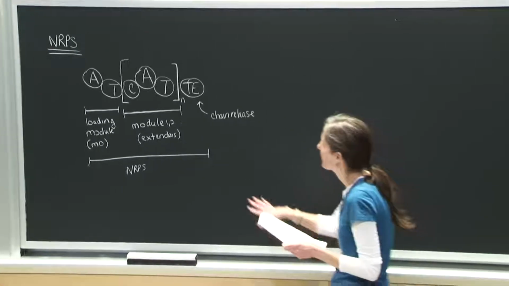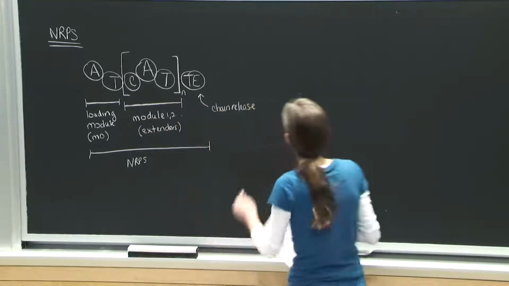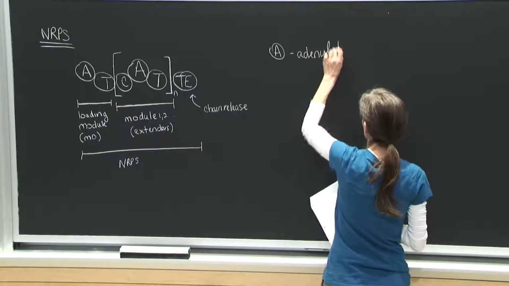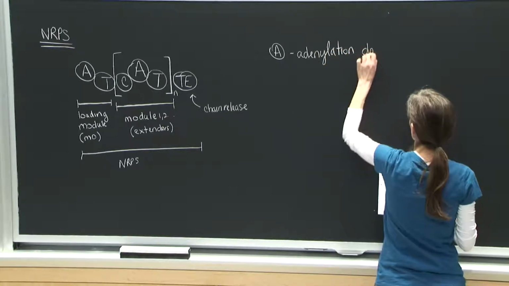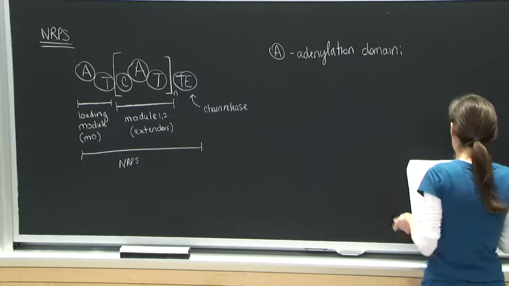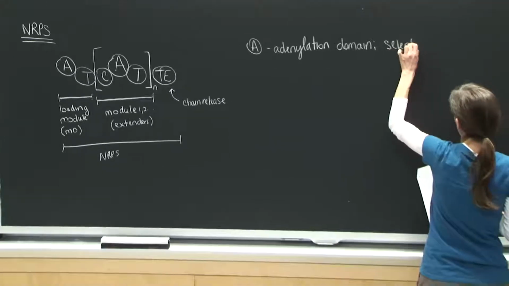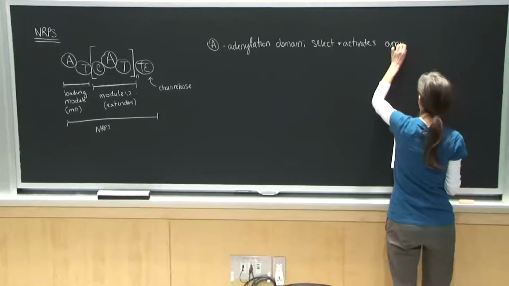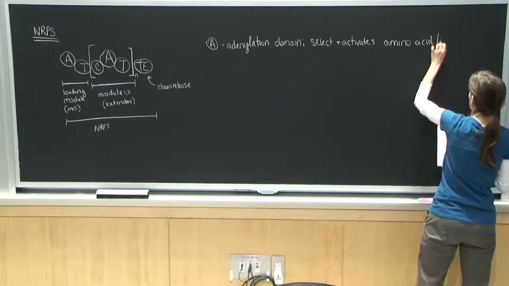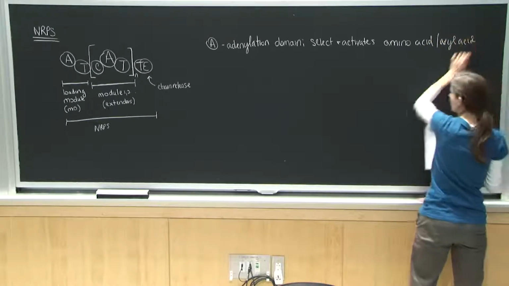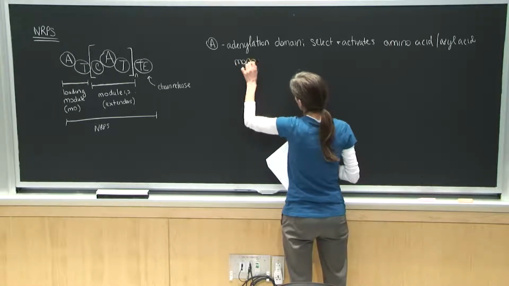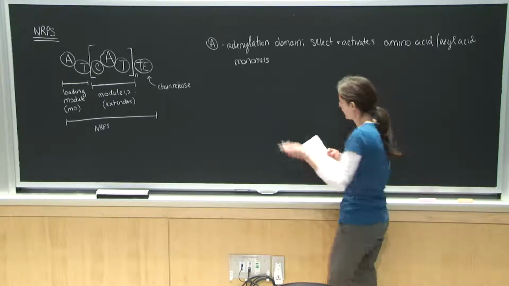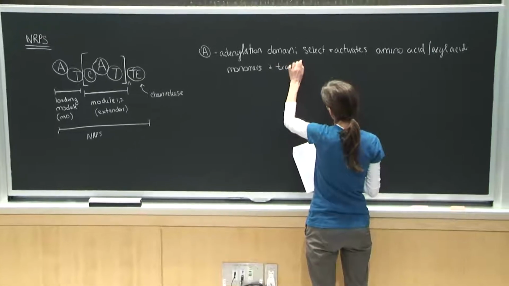And what happens in terms of the action of these different core domains? So A, we have adenylation. Okay, and what these domains do is select and activate the amino acid or aryl acid monomers. Okay, and after these monomers are activated, the A domain also transfers them to the T domain. And we'll go over the chemistry in a minute.